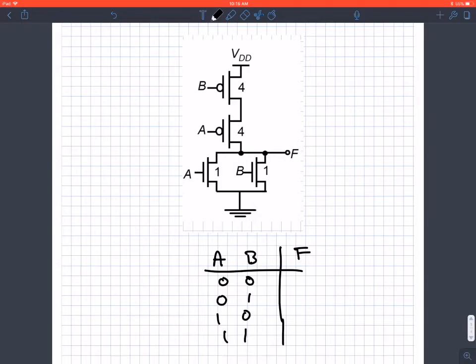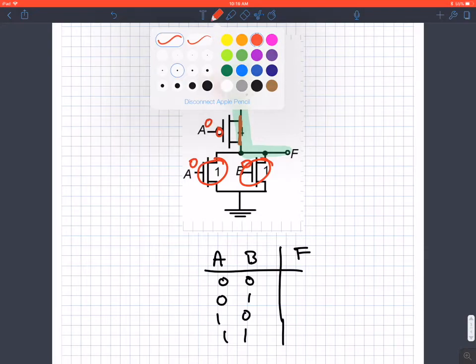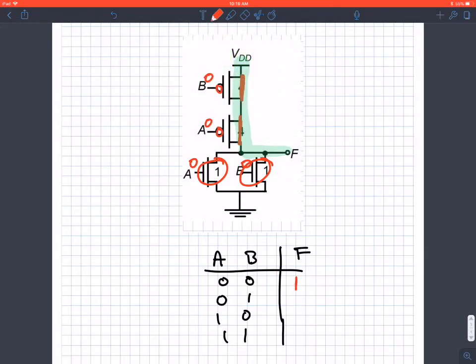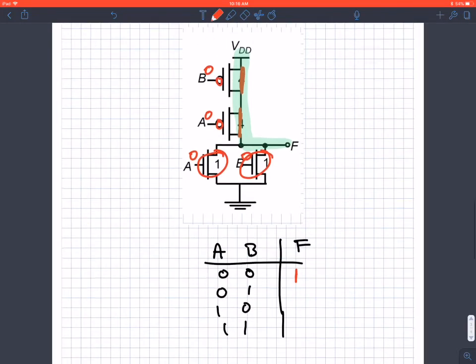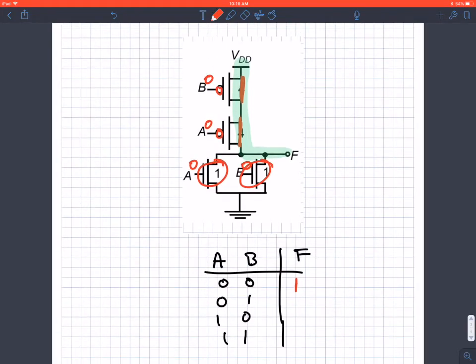Okay, so if we take A equals 0, B equals 0, what happens? Okay, well, what happens is, because these are bubbles, these are shorts, that's a bubble, that's a short on a 0. There's no bubble, so these are opens, and so there's a path to 1. Okay. All right, let's do the next combination.